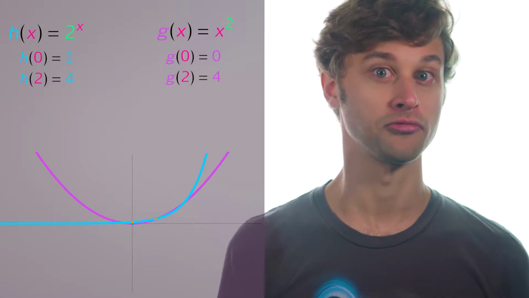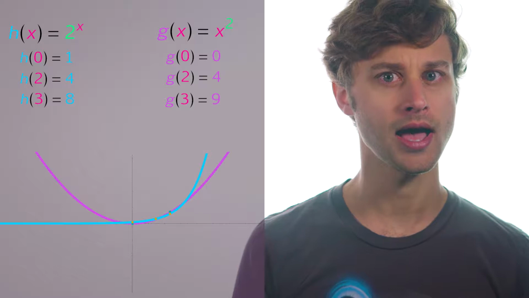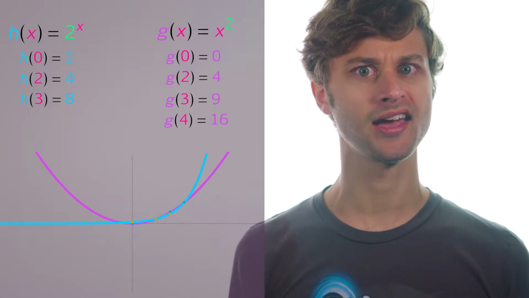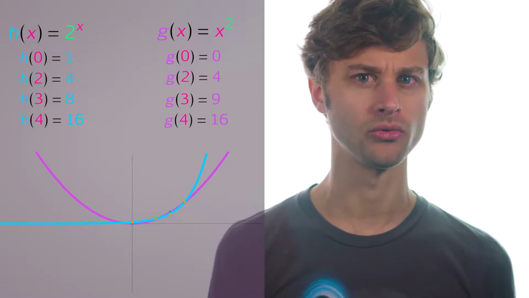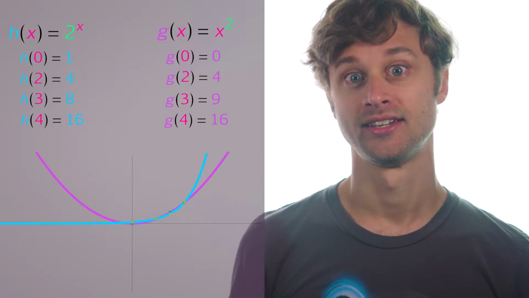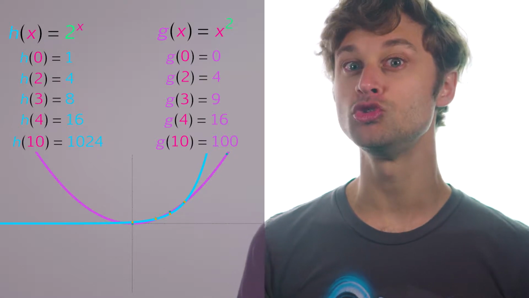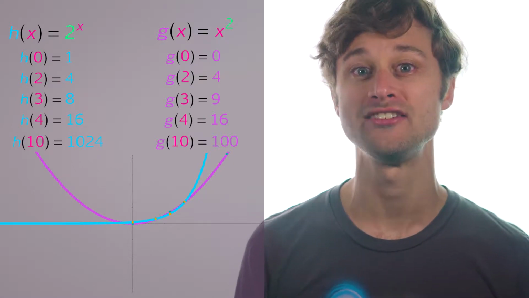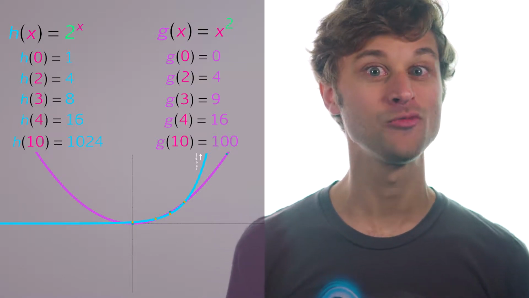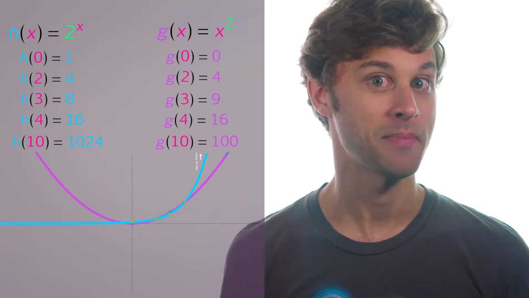So h of 3 is equal to 8, and g of 3 is equal to 9. And look here again, at x is equal to 4, we get g of 4 is equal to 16, and h of 4 is also equal to 16. So they're equal again, but after that, check this out. g of 10 is equal to 100, but h of 10 is equal to 2 to the 10th power, which is 1024. So we haven't even gotten to big numbers for x yet, and we still have a 10 times difference between the exponential function and the power function.